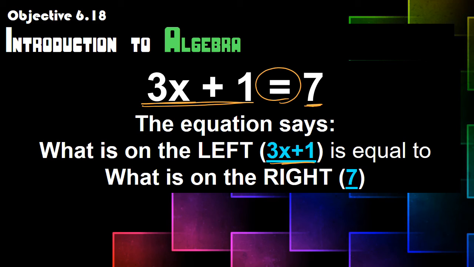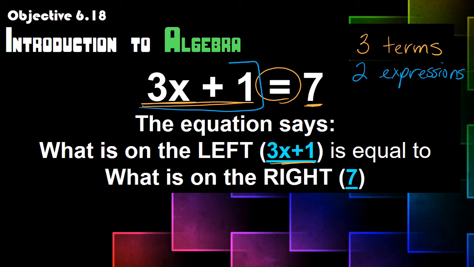We can also say that this equation has 3 terms. It has 2 different expressions to it. What that's saying is that everything to the left is an expression, and everything to the right is an expression. So we have 2 expressions here. We only have one variable, so our variable is x.